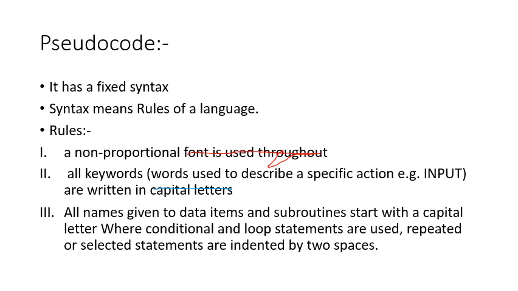All names given to data items, maybe price, name, age, all these are called data items. They should be written in capital words. Conditional statements like the if statement, and the loops, for loop, while loop, do while loop, need to be written in capital words. These are the four rules of writing pseudocode. We need to follow these four rules whenever we are writing pseudocode.